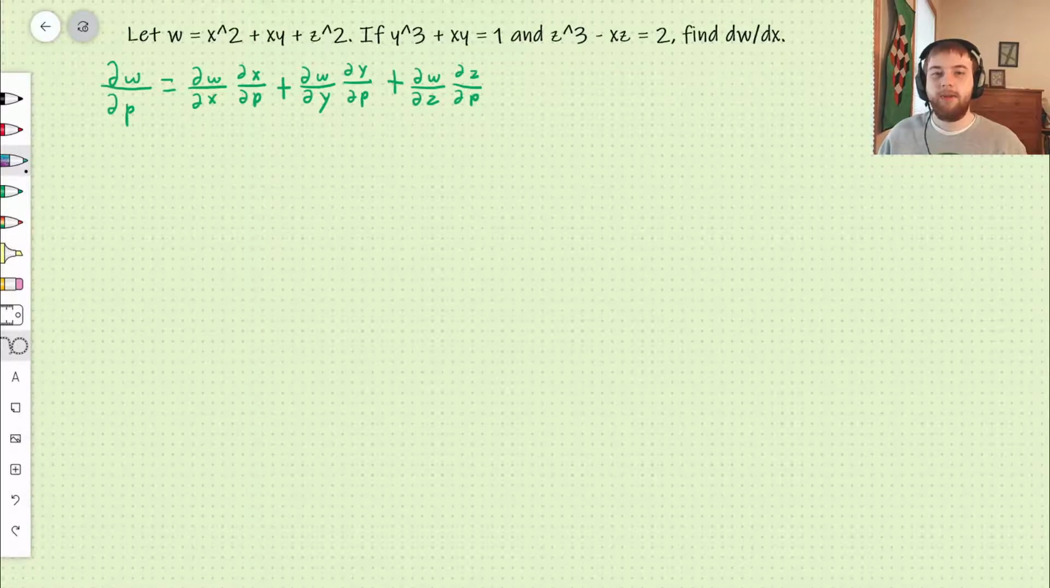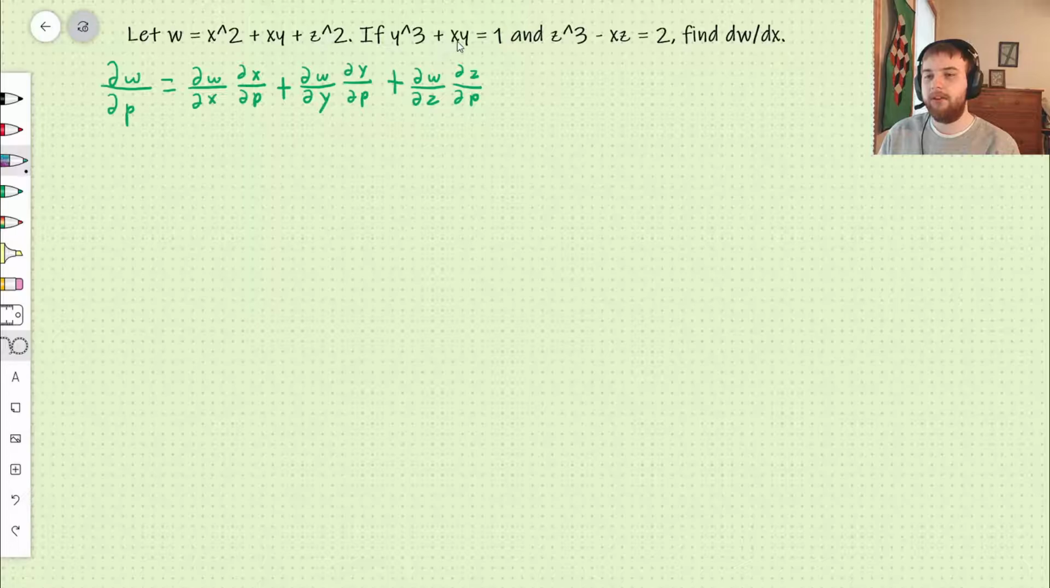Hello, everybody. Welcome back. Today we're going to take a look at the chain rule in higher dimensions, including partial derivatives. So we have our formula for the chain rule here. We need to find dw/dx for the things that are given here.